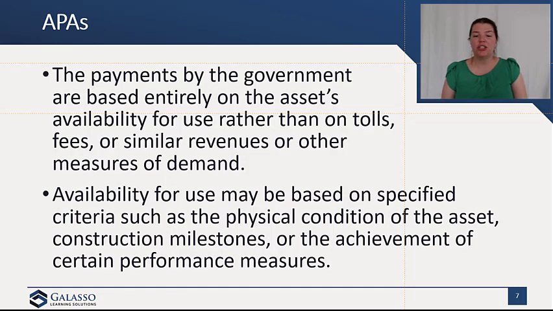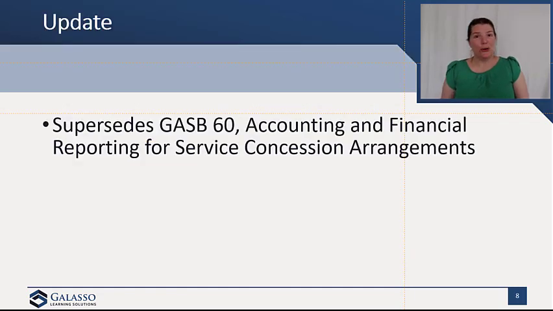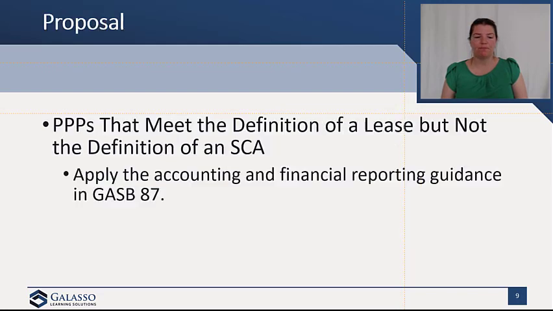And availability for use may be based on specified asset criteria, meeting the physical condition, construction milestones, or achievement of performance measures. So if we are paying you to construct this, that's really what's driving it. So what we're going to do is actually supersede GASB 60, which is our current reporting for service concession arrangements, and replace it with generic guidance that covers all PPP items, including service concession arrangements, because a service concession arrangement is a subset now of a PPP.